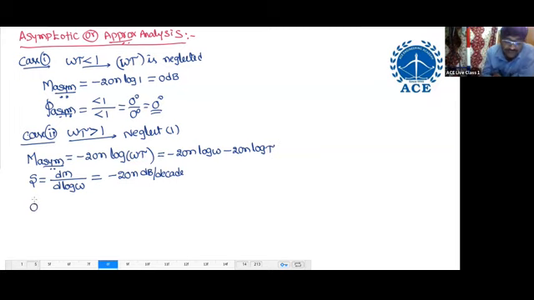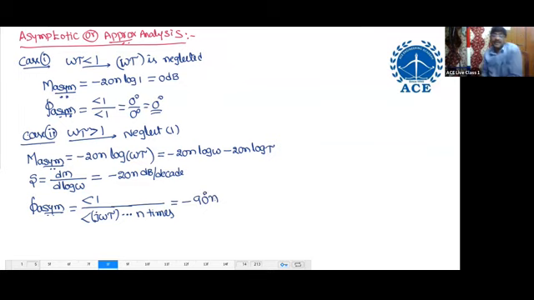Similarly, find phi asymptotic. So angle of 1 by angle of j omega tau. 1 is neglected, no? j omega tau, how many times? n times. That means what you are getting? Minus 90 degrees n. Phi asymptotic is minus 90 degrees n.